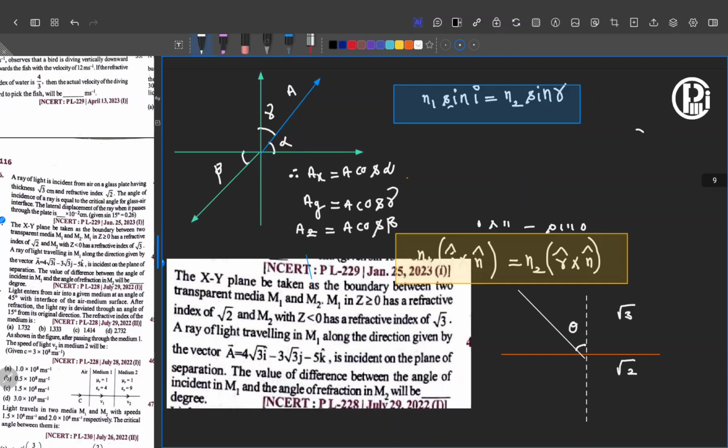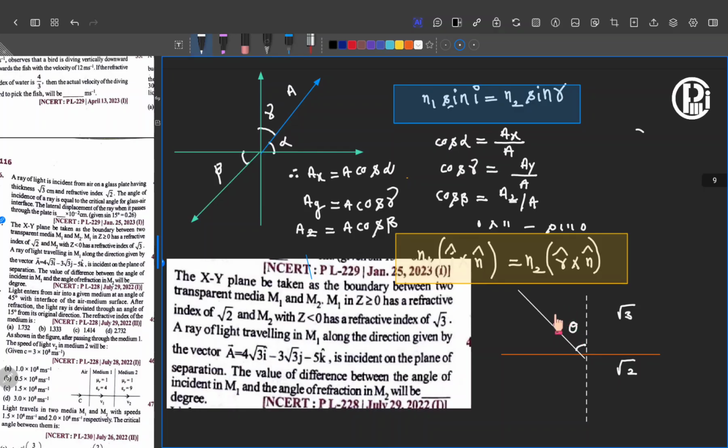From this I can write cos alpha is equal to ax by a. Cos gamma, my mistake, is equal to ay by a, and cos beta is equal to az by a. So cos alpha, cos gamma, cos beta are called direction cosines. Now we are going to solve this problem again by using these direction cosines.